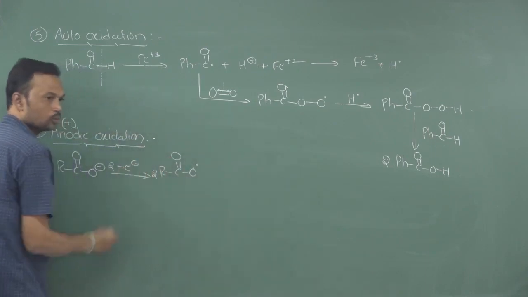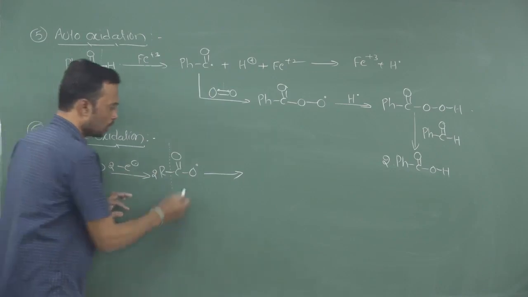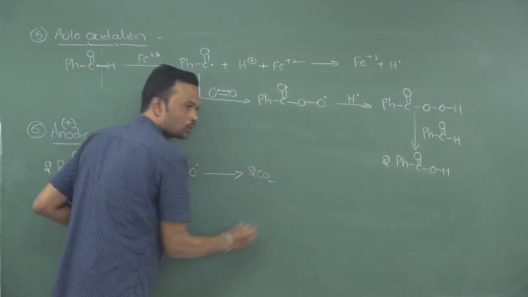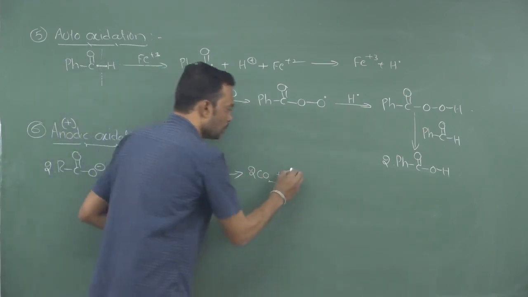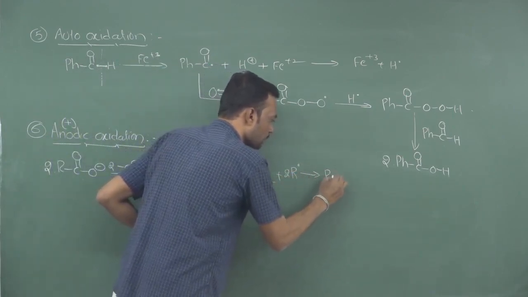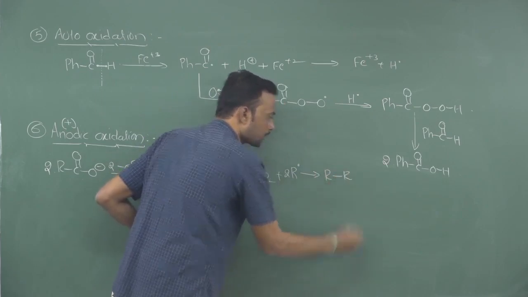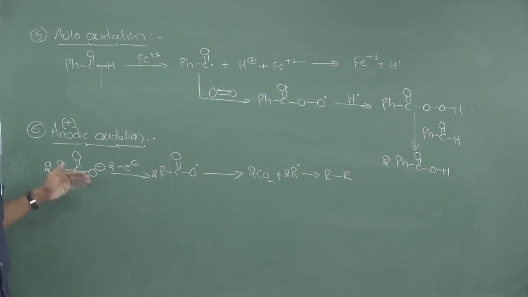How many? 2. Now these 2 radicals undergo dissociation like this. How many carbon dioxides are released here? 2 carbon dioxides. How many alkyl radicals are there? 2 alkyl radicals. Now these 2 alkyl radicals combine together and form an alkane. It is the preparation of alkane. It will come in that chapter. What are we preparing now?